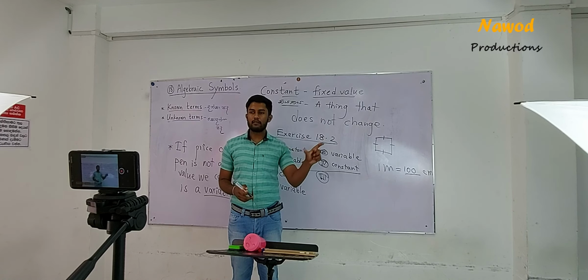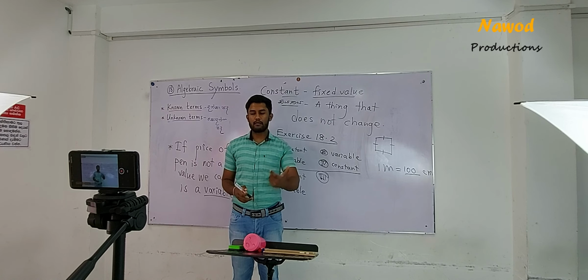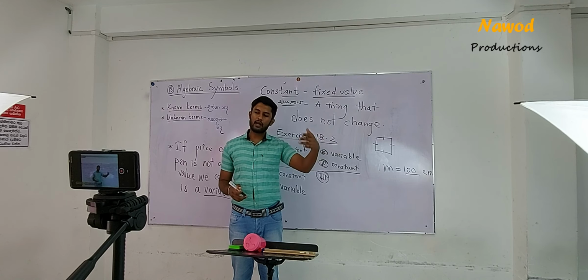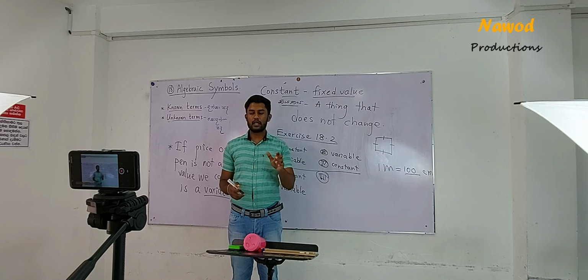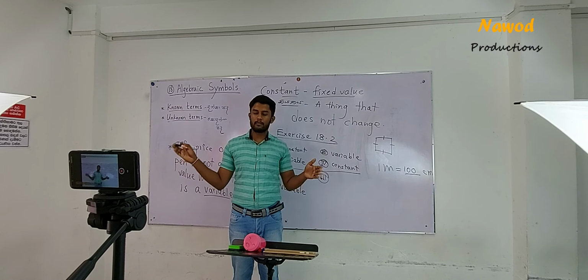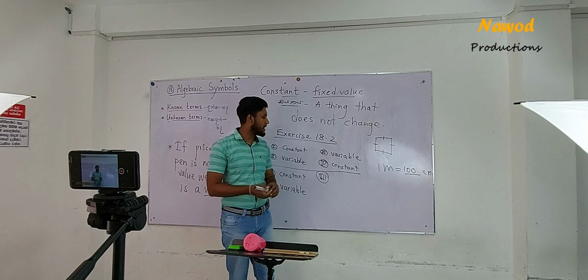It depends on the vehicle, right? If you are driving a bike, the distance traveled on 1 liter of petrol differs from vehicle to vehicle. If you are traveling by car, by bike, or by bus, the total distance varies. So it's a variable.